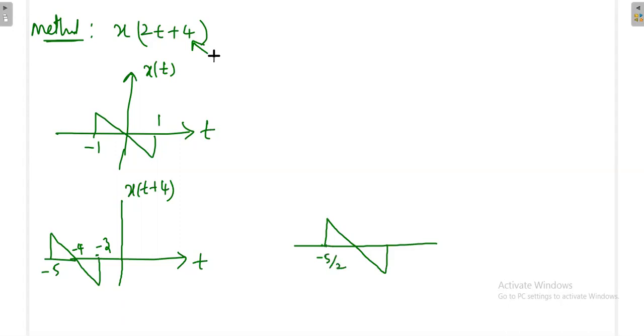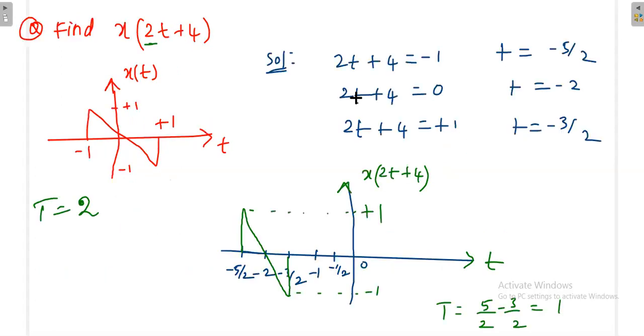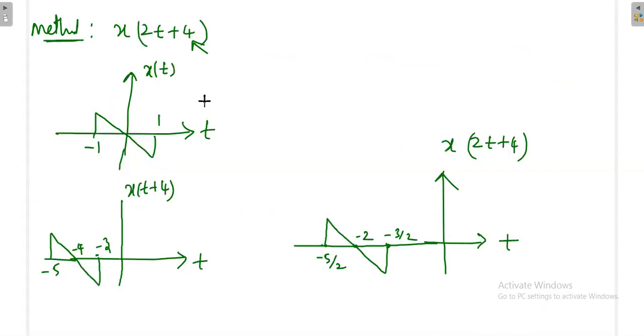Even if you calculate, it will become like that only. Minus 5 by 2. Here what number will come? Minus 4 by 2, that is -2. Here minus 3 by 2. Then you write the remaining axis as it is. So this is t, and this is x of 2t plus 4. The answer that you got here is the same answer. You can also do it by another method: first you can apply the scaling, then do the shift, but for that you have to take 2 outside.